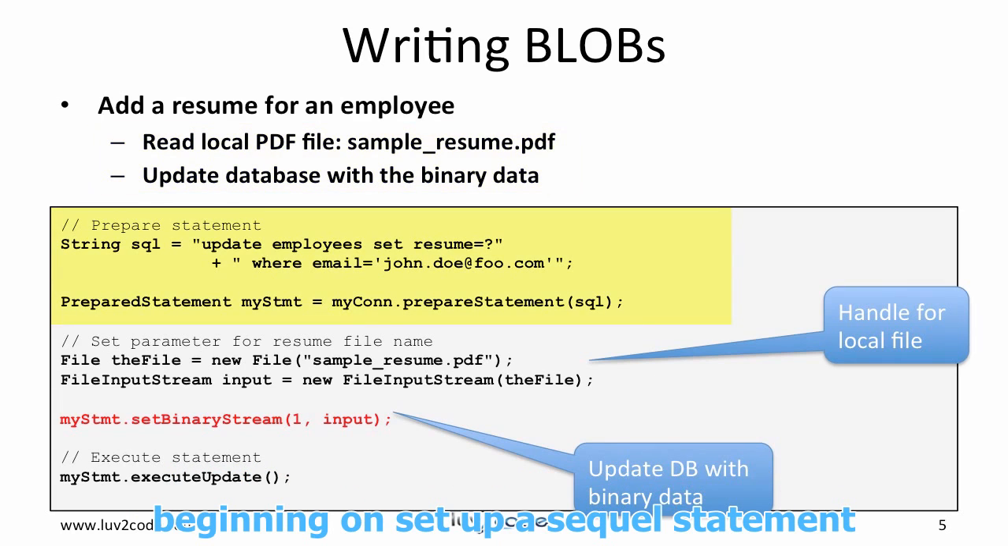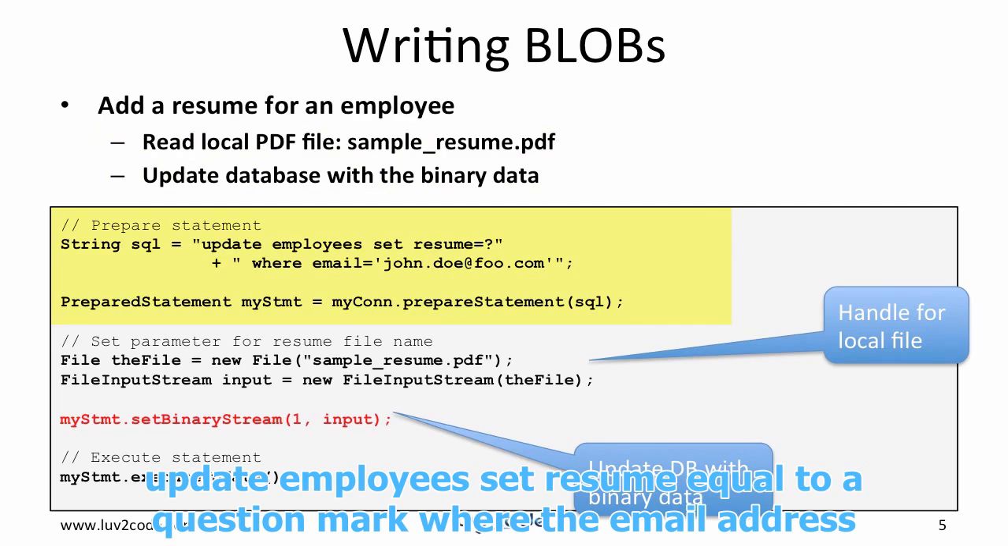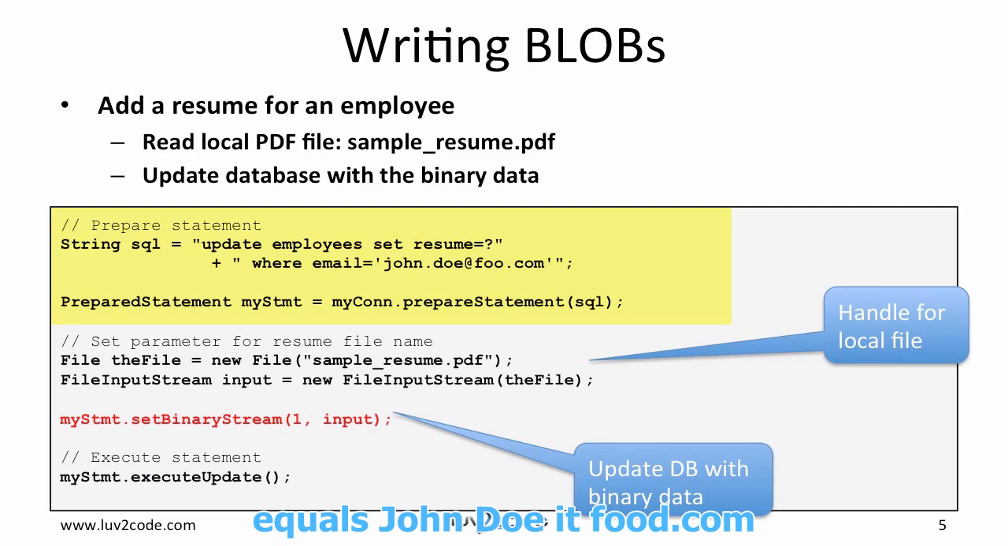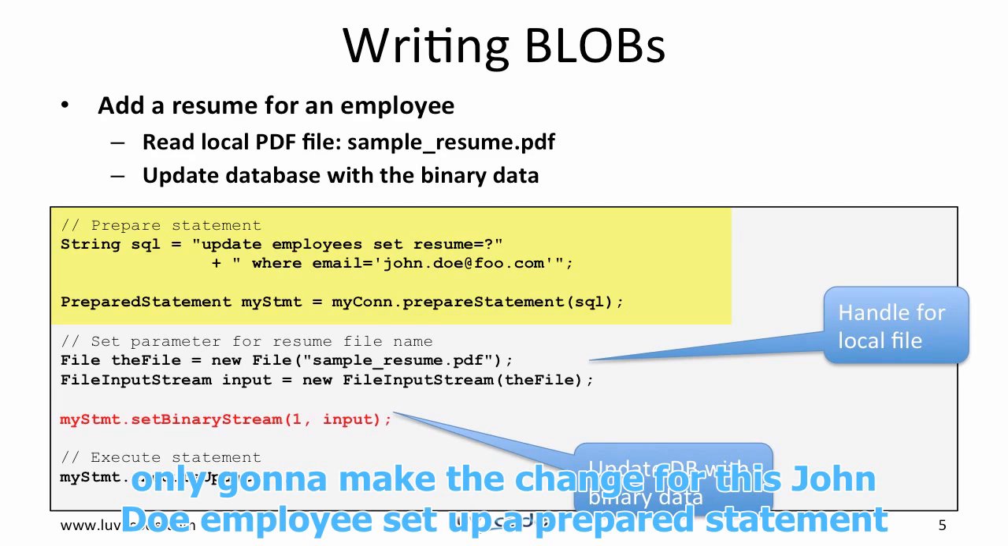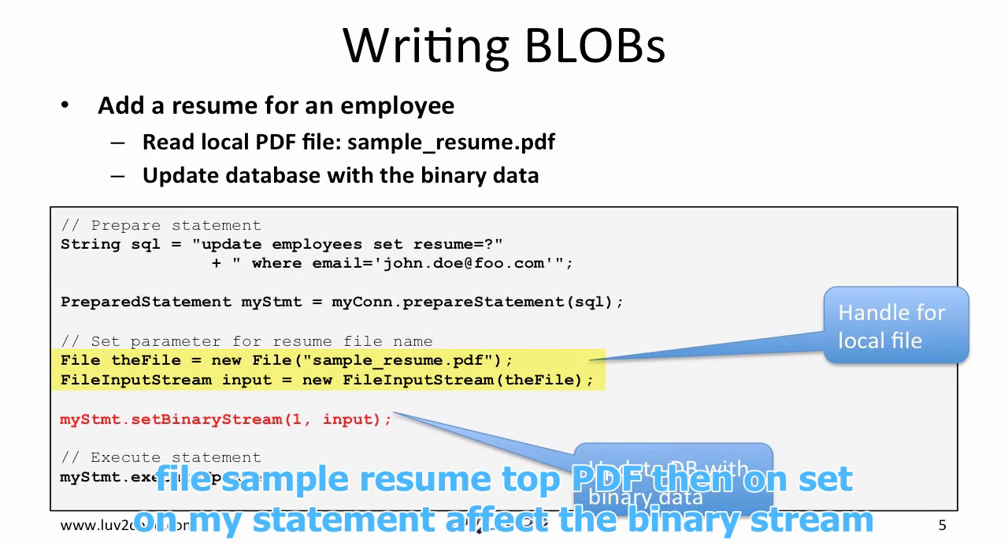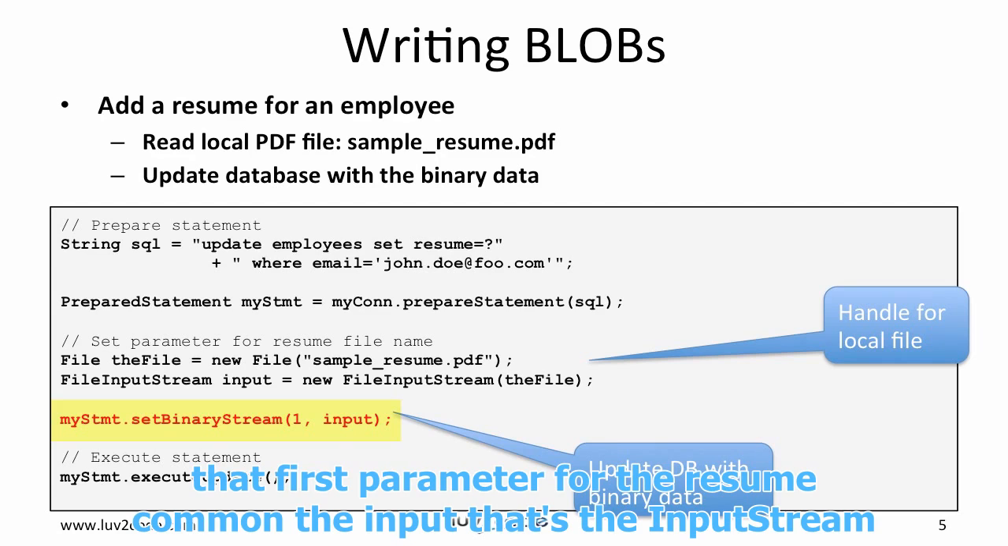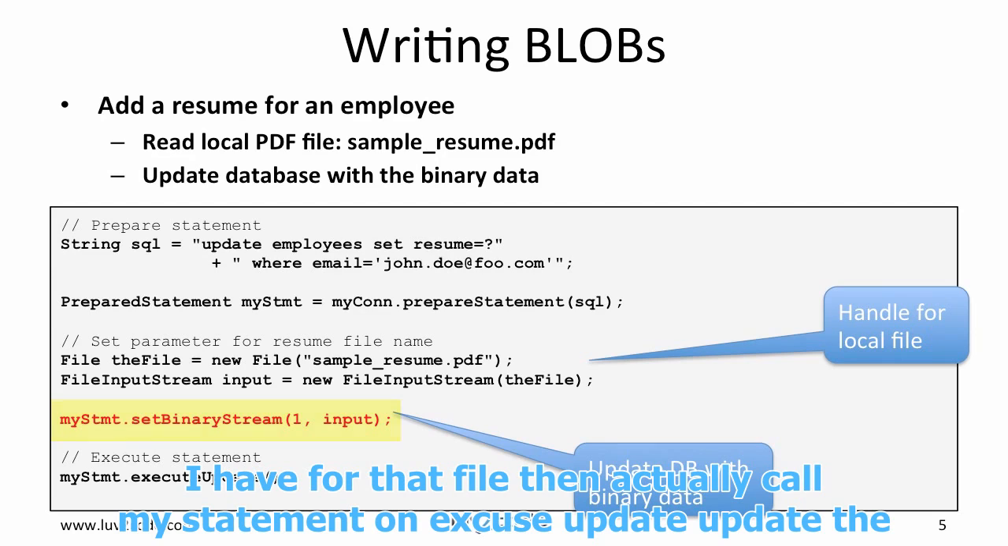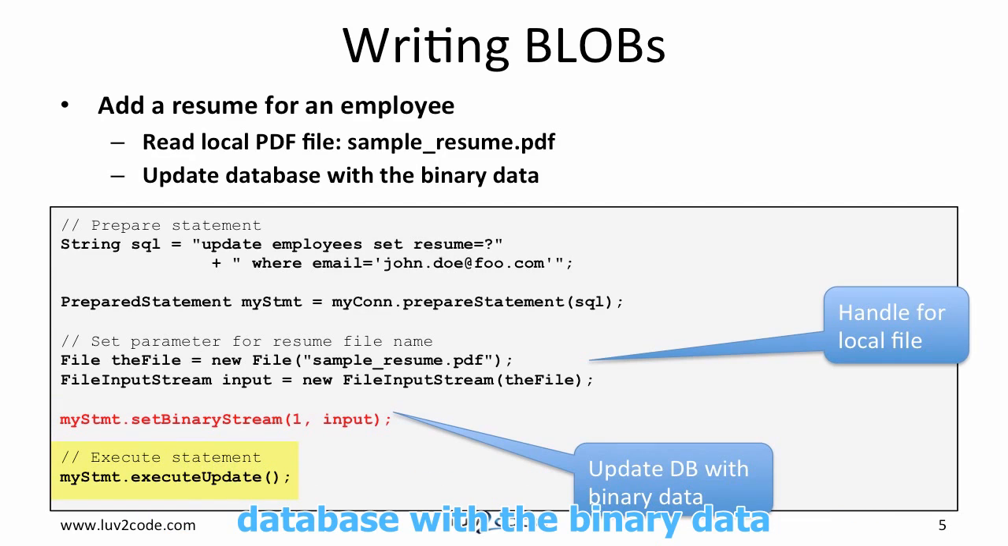At the beginning, I'll set up a SQL statement. I'll say update employees, set resume equals to question mark, where the email address equals johndoe@foo.com. So we're only going to make a change for this John Doe employee. I set up a prepared statement, and then I create a file that's an actual handle to the local file, sampleresume.pdf. Then I set on my statement the binary stream, that first parameter for the resume, comma the input. That's the input stream I have for that file. Then I actually call my statement.executeUpdate, and that'll update the database with the binary data.